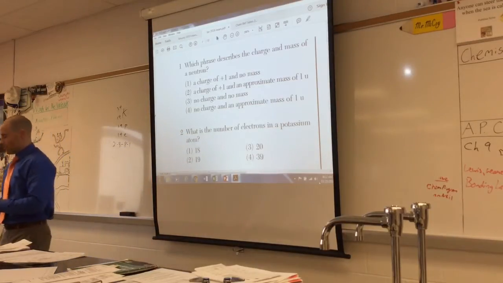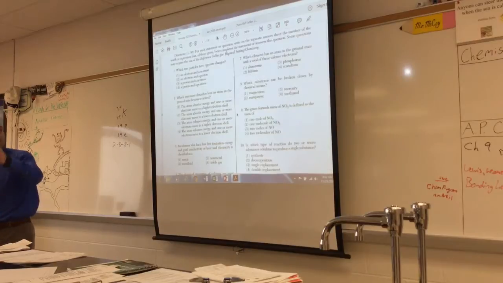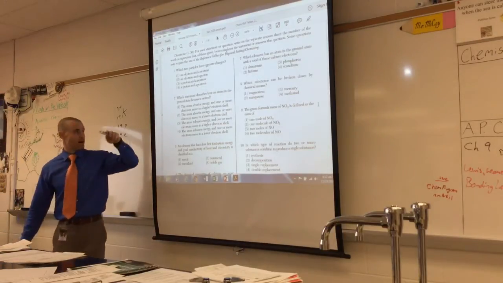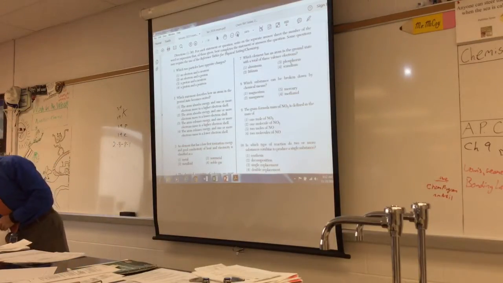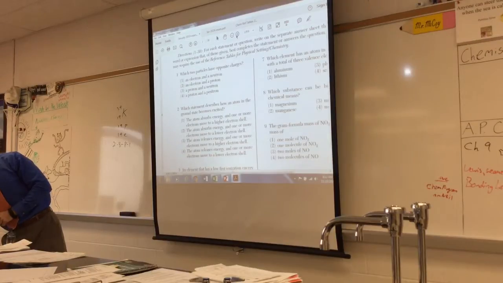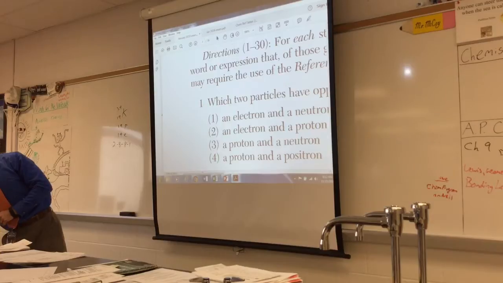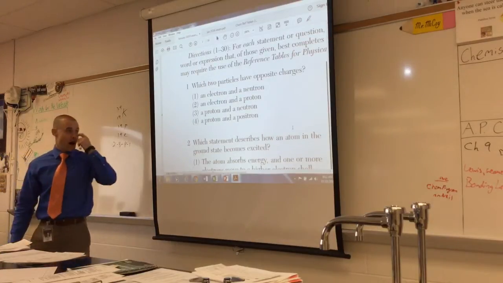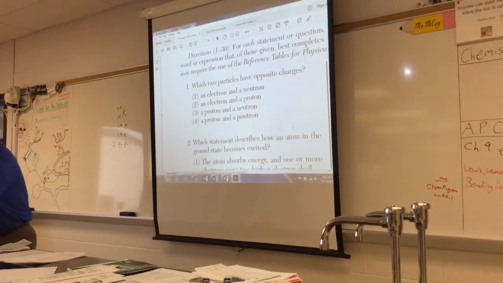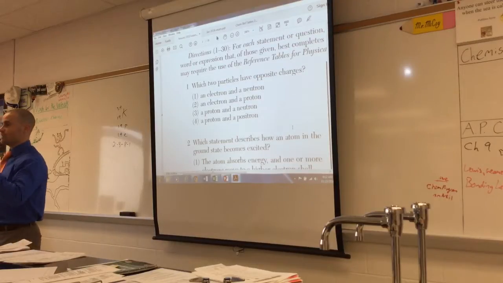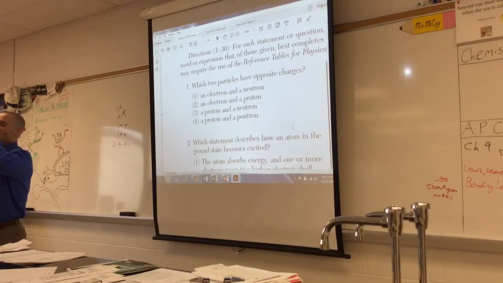19. All right, real quick, let's go back to this one, then we'll go over the worksheet, and then we'll move on here. Oh, you can't read that, it's too small. Number 1. I guess we don't need it that big. Which two particles have opposite charges? Go ahead, answer this yourself. Give you 15 seconds. Think quick.